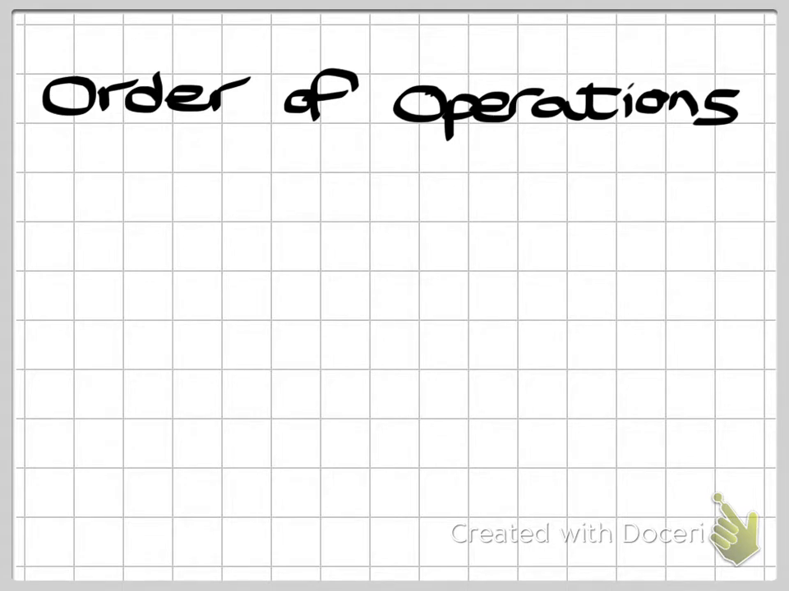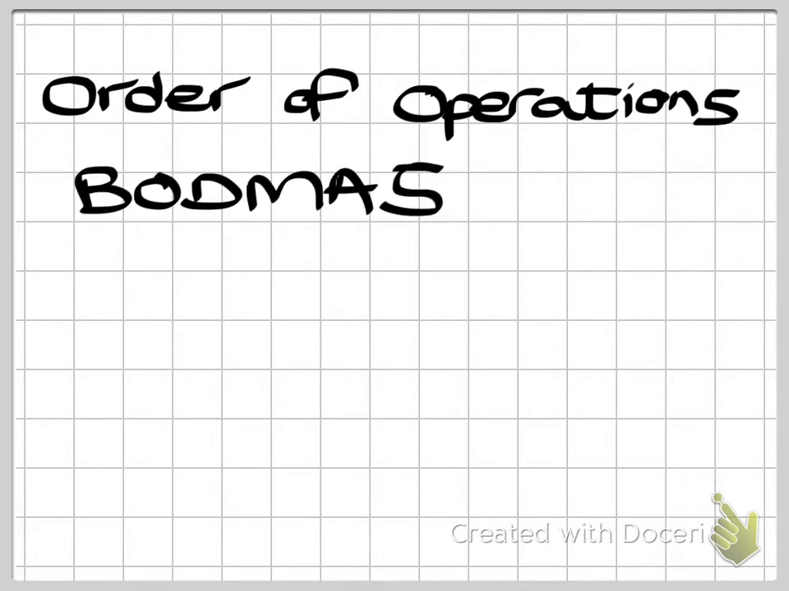Okay, so what we're looking at today is order of operations. Now, you're probably thinking to yourself, order of operations, sir? What is that? Order of operations is simply what we know as Bodmas. We know that Bodmas is a guide to help us do a mathematical sum that has more than one operation in it.